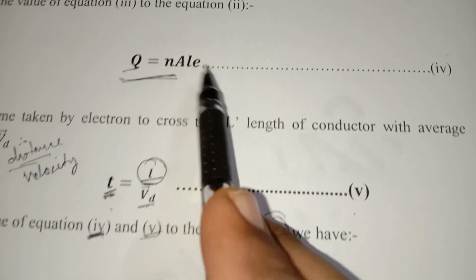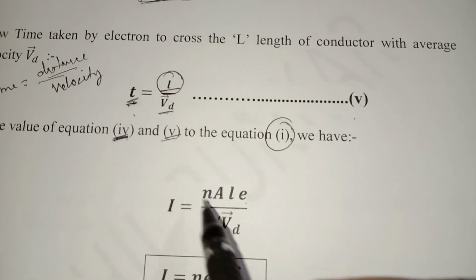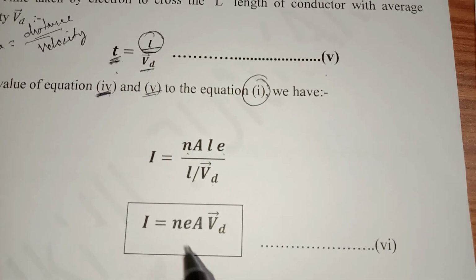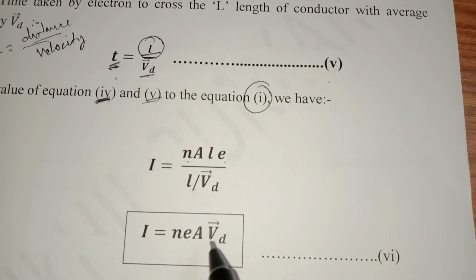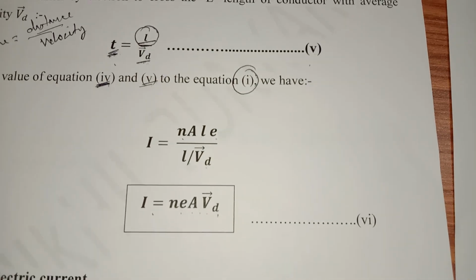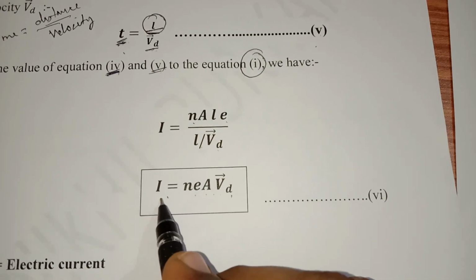In the place of Q, the value of the equation is NAL E. And in the place of T, what do we write? L divided by drift velocity. So after simplification, the term becomes I equals NEAVd, and this is a relation between electric current and drift velocity.